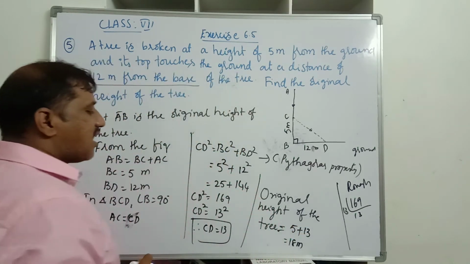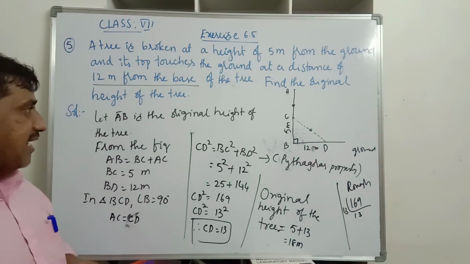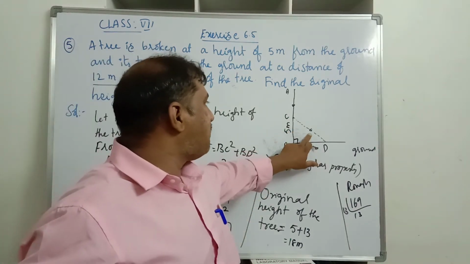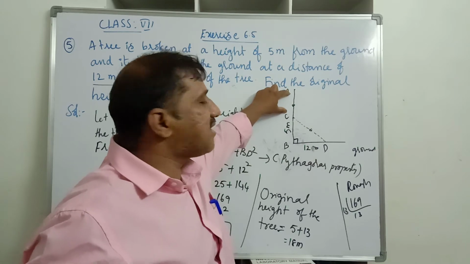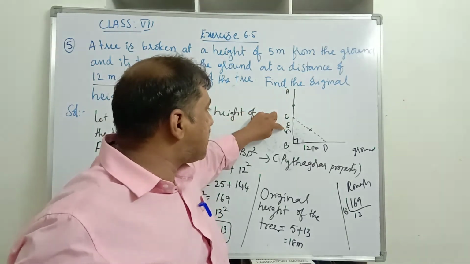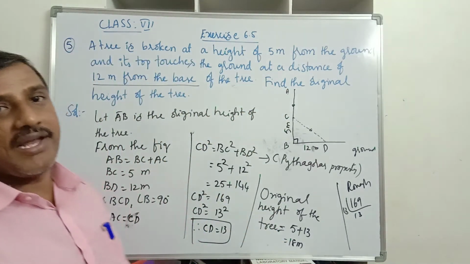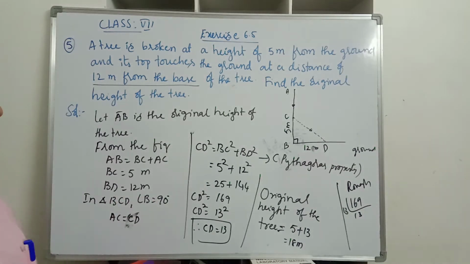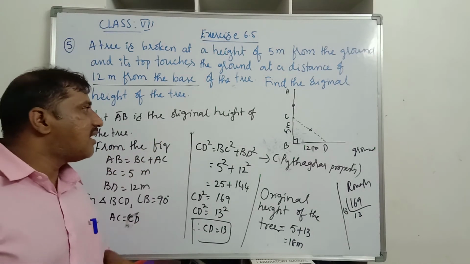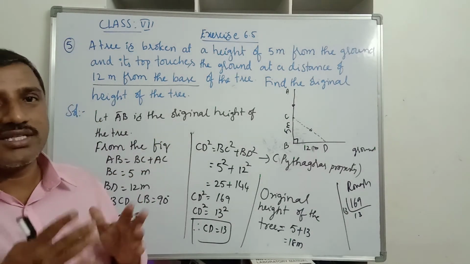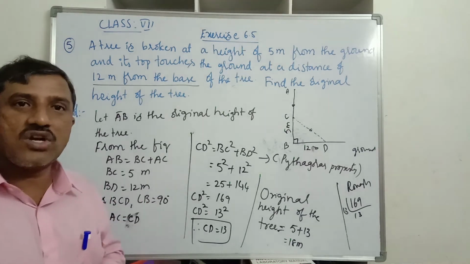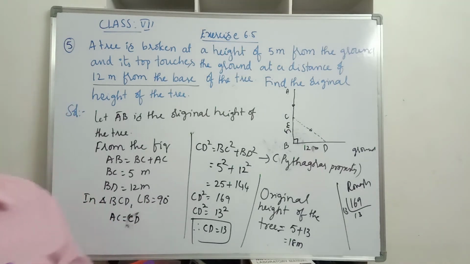So what is the original height of the tree? It is 18 meters. So we got CD as 13 meters, therefore AC is also 13 meters. 13 plus 5 is 18 meters. So by using Pythagoras property, we will find the broken part or the original height of the tree. Is it clear, children? Yes.